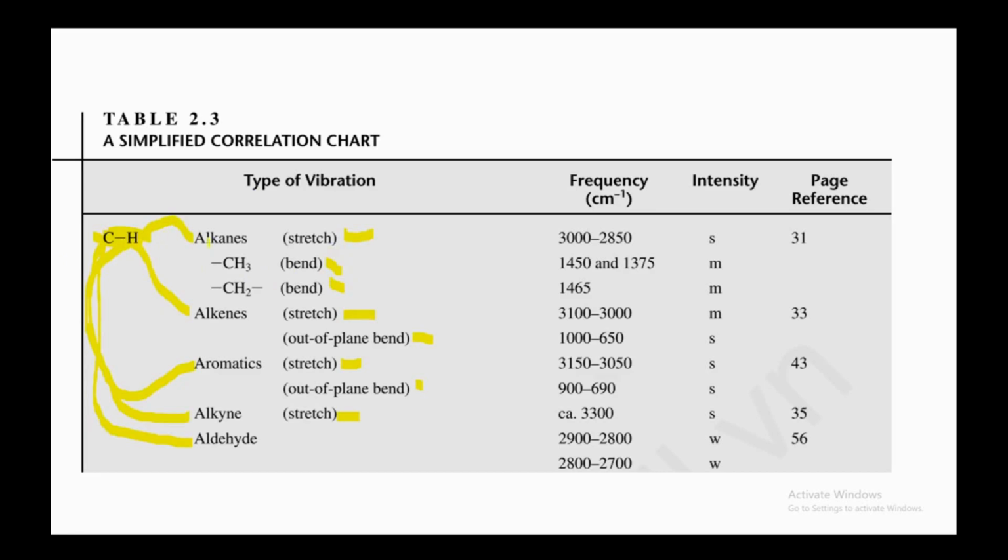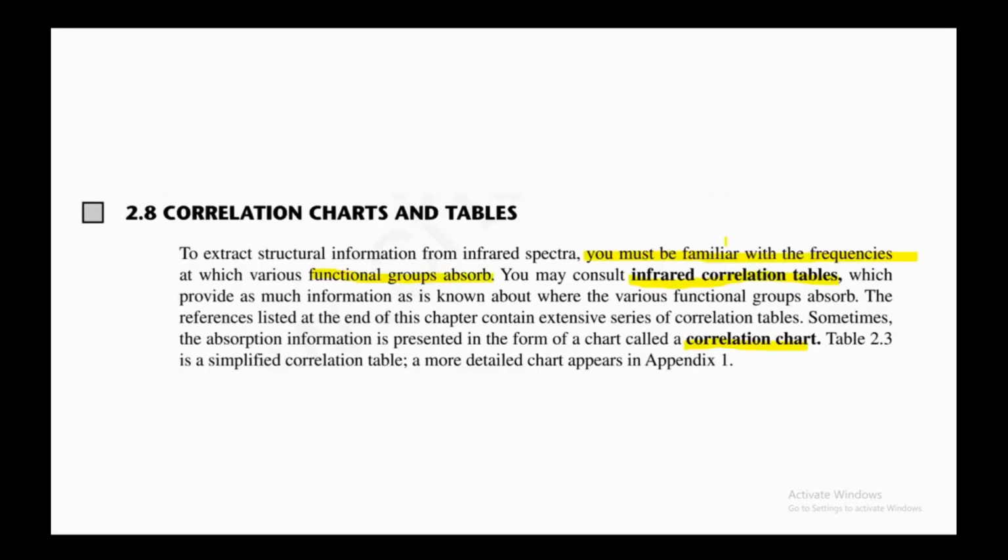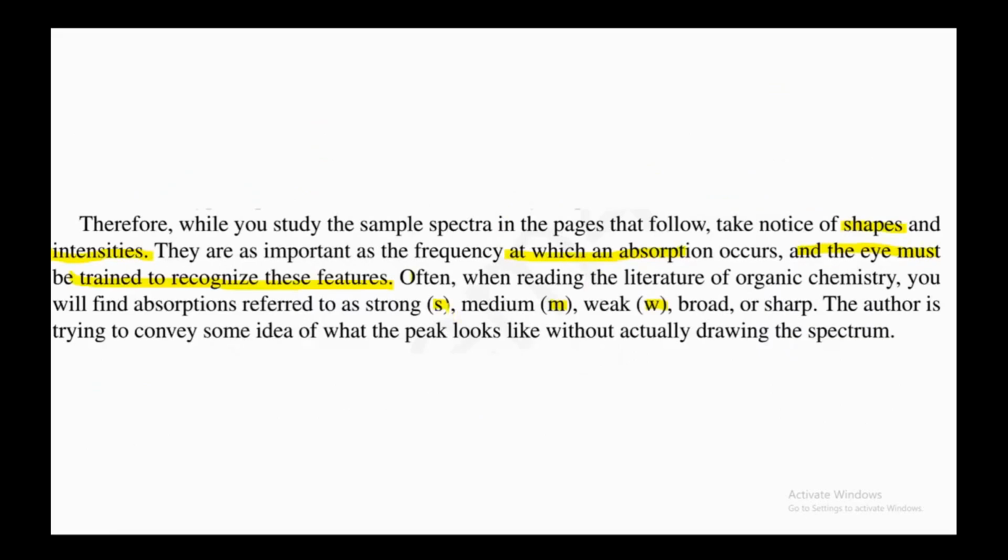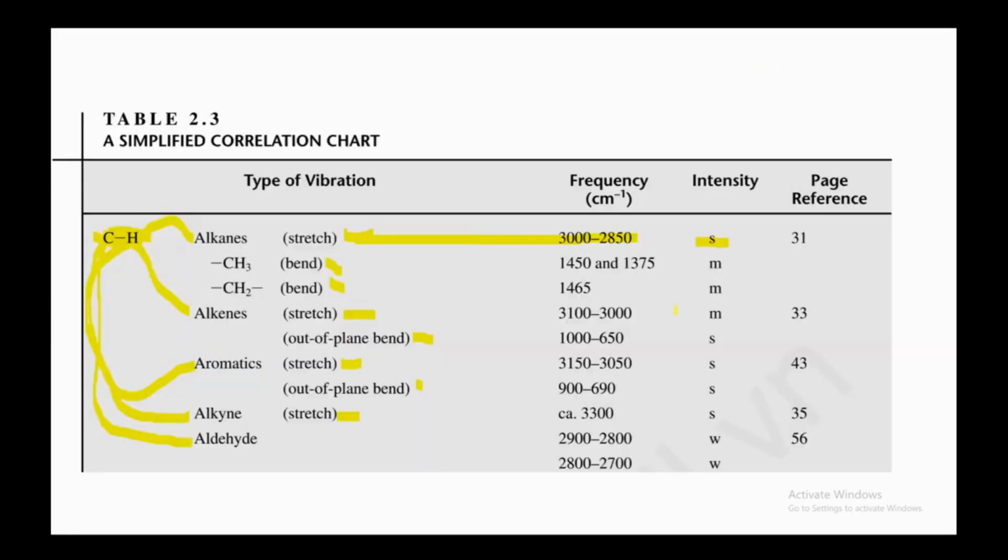So if the CH unit is part of alkanes and you observe a stretching vibration, it should appear at 3000 to 2850 per centimeter, and the intensity should be S. What is S? We just discussed. Strong. M is medium, W is weak. If you see a peak, the methyl group bending gives you a peak at around 1450 to 1375. The intensity of the peak is medium.